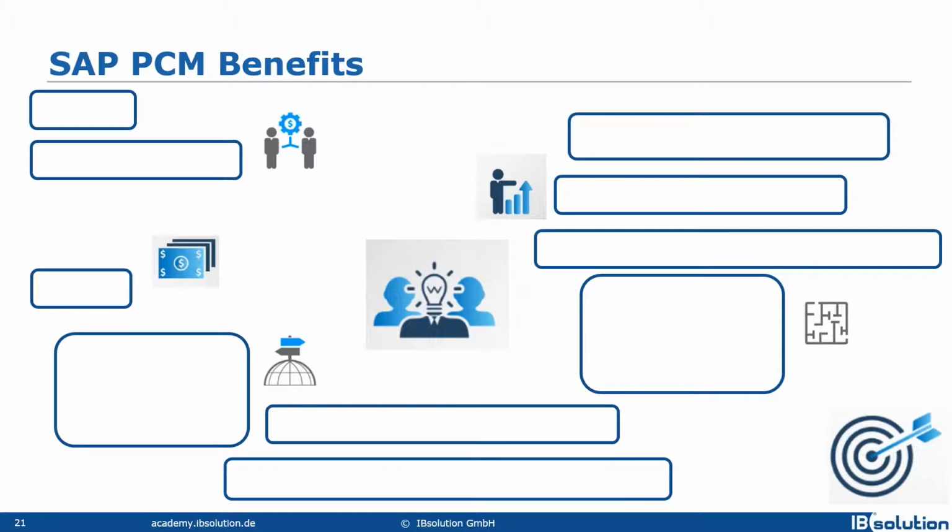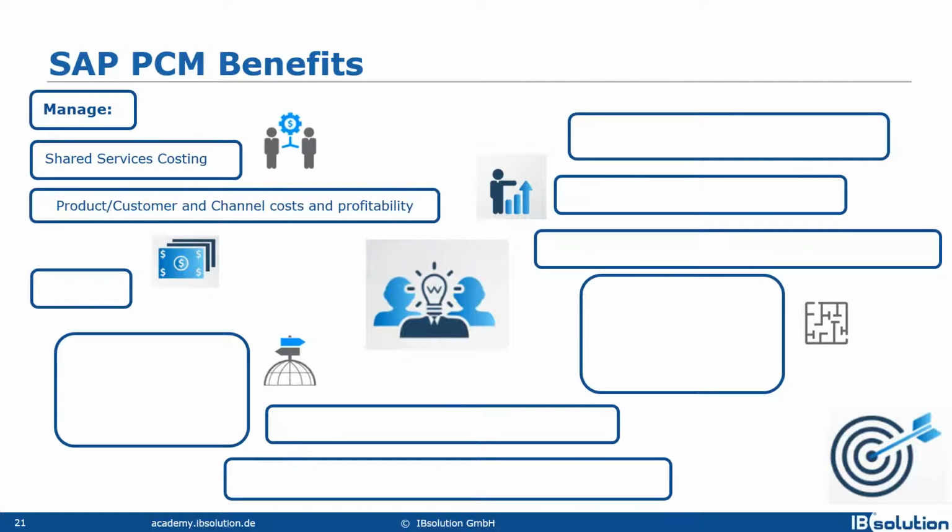As with disclosure management, let's explore what PCM's benefits are. It helps you to manage shared service costing, product, customer and channels, costs and profitability. Everything is within one place, and you can decide whether you want to discontinue a product, or a particular customer doesn't provide enough profit, or you need to stop selling your products or materials in a particular location or via a particular channel, for instance, internet marketing and selling.